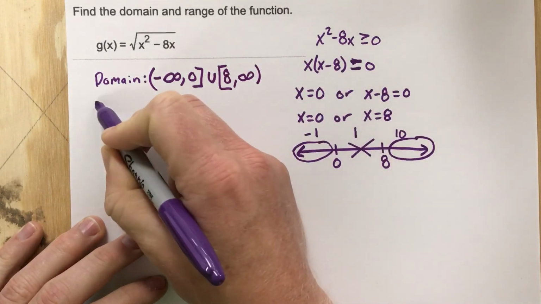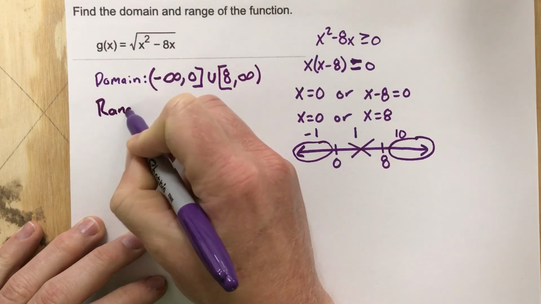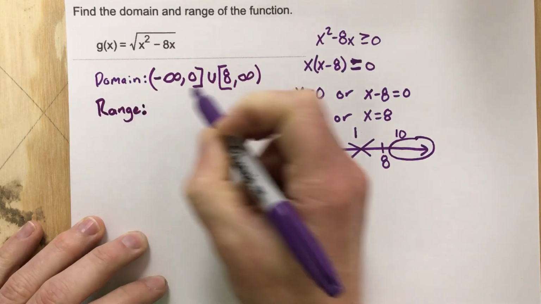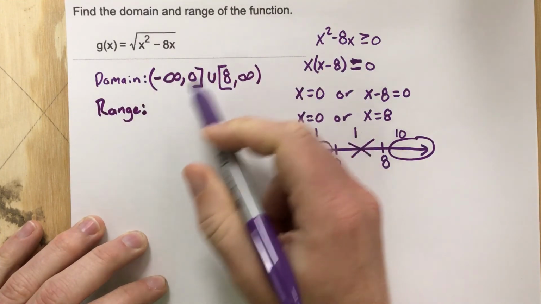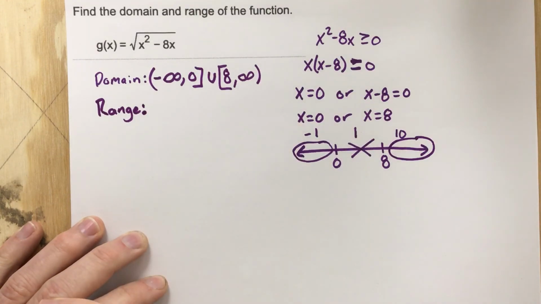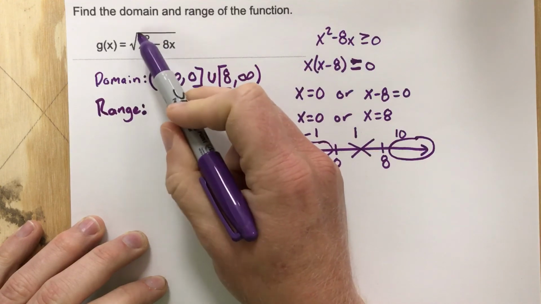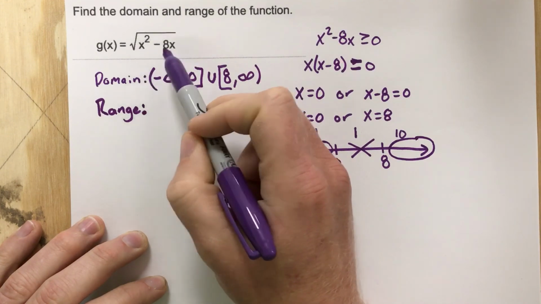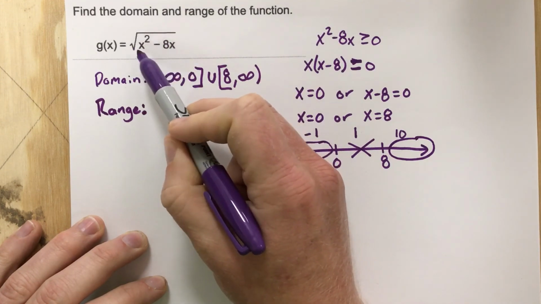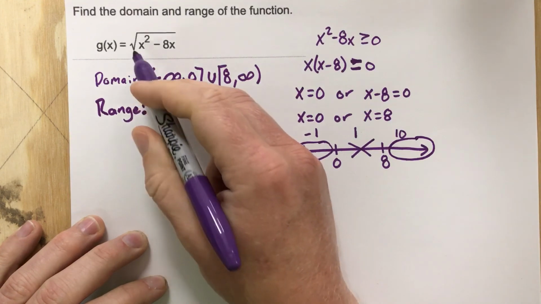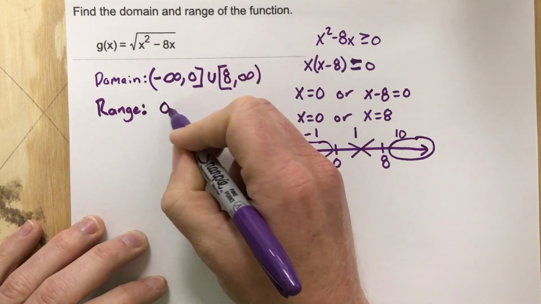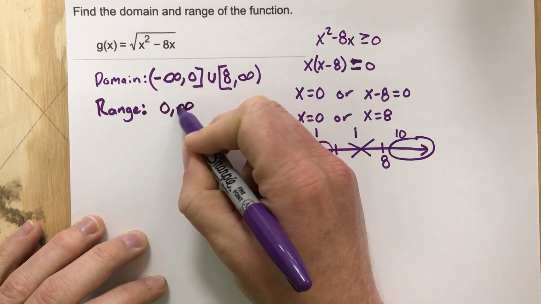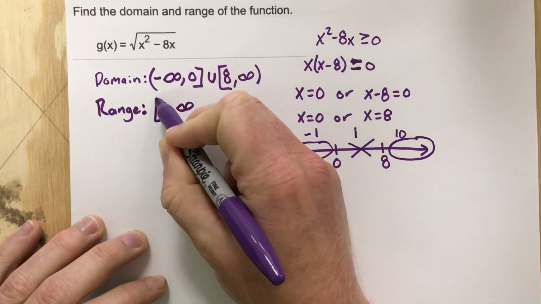So what's the range then of the function? Well, the range is what is output. So this is the inputs for the function. What's output for the function? Well, if what's inside the radical can't be negative, it has to be 0 or greater, then the smallest number that you can get for an output is 0. So the range for most radicals is going to be 0 to infinity. And the range for this radical is 0 to infinity.